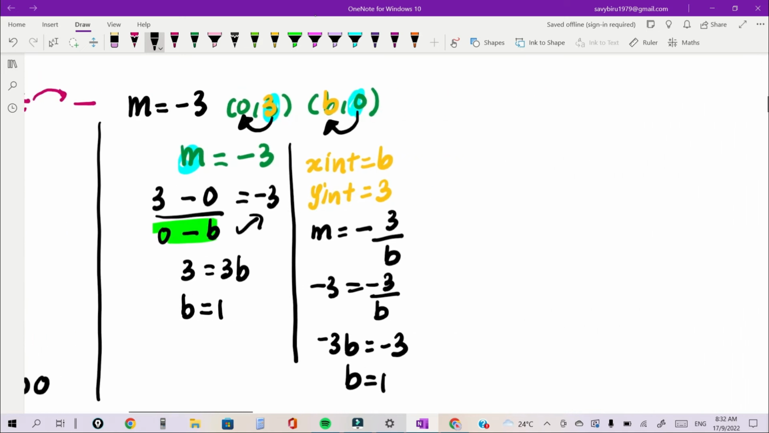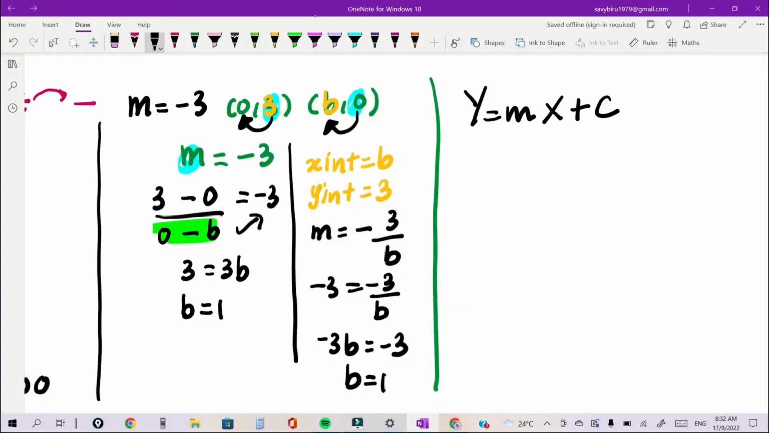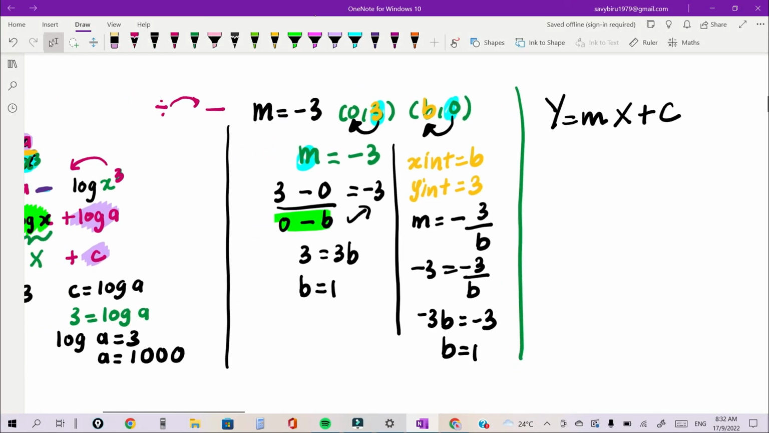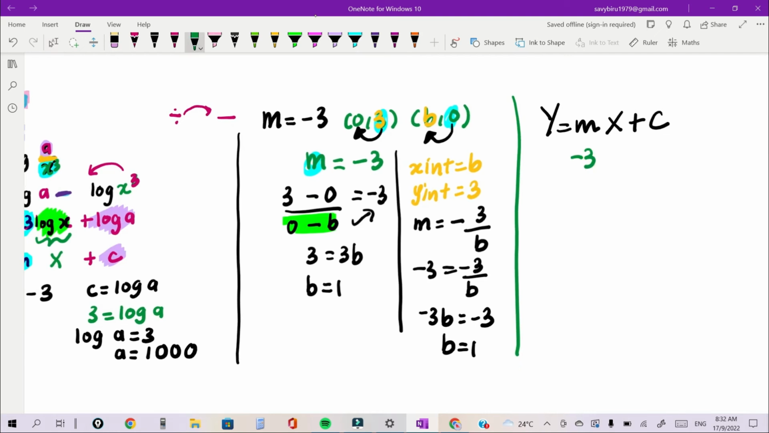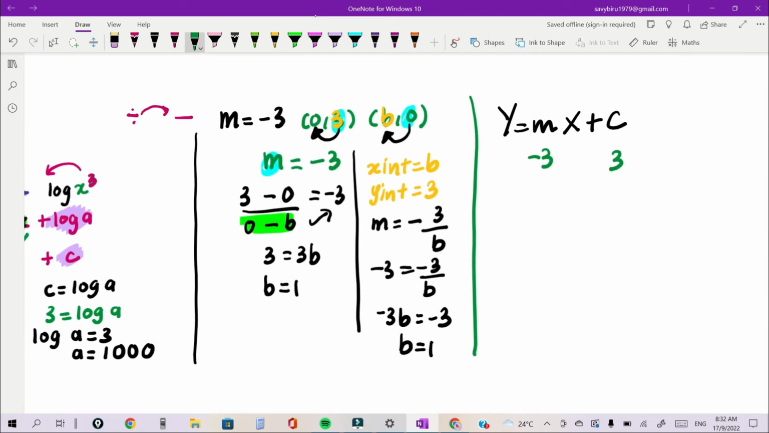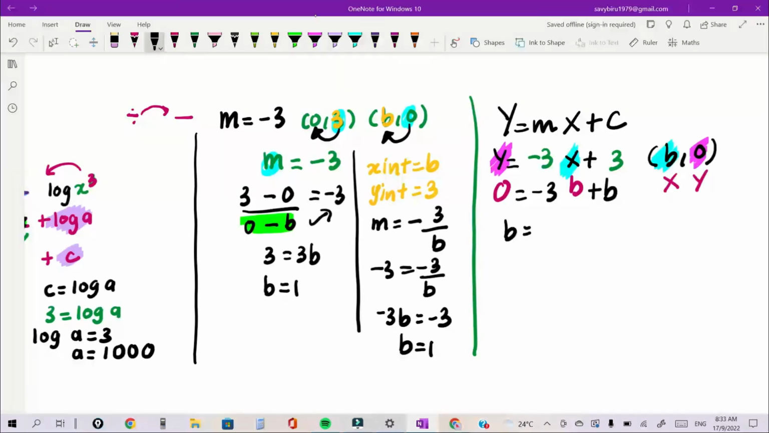If you want to use the second method, that is using the concept of the coordinates of a point lying on a line, satisfying the equation of the line. To make it easier, I say write in the form of capital letter Y and capital letter X to represent the y-axis and x-axis. The gradient value is -3, the y-intercept is positive 3. So now your equation is Y equals -3X plus 3, where the point is B, 0. This is the X coordinate and this is the Y coordinate. After you simplify it, you still get 1.